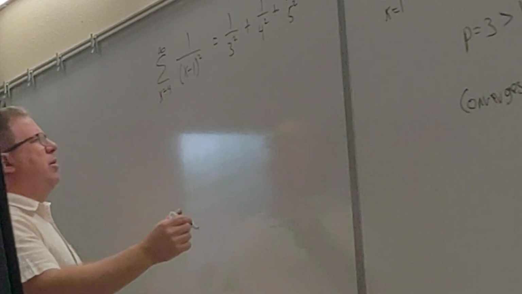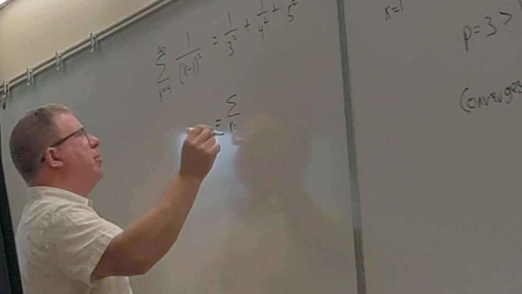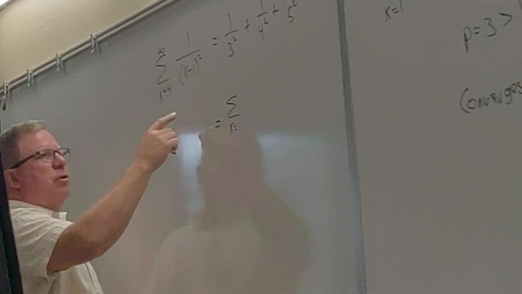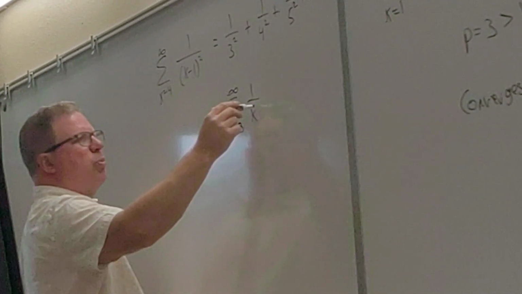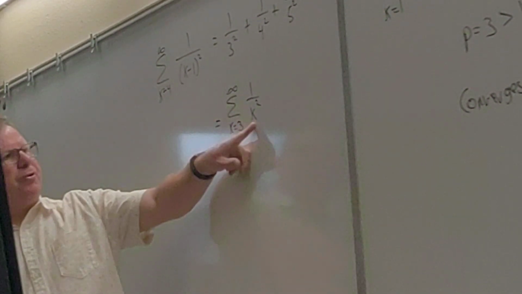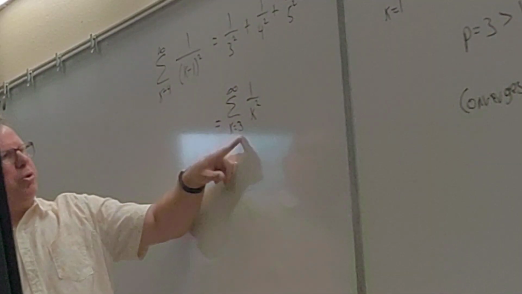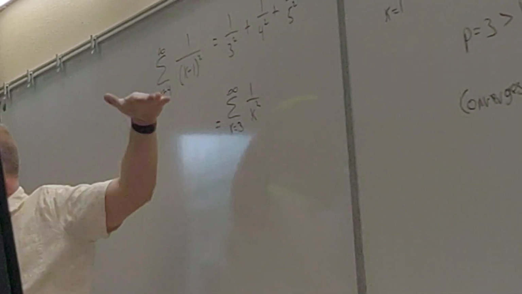So could we then just write this as the sum, rather than starting at 4, could we start it at 3 and write it as 1 over k squared? Would that be the same thing? Yeah? It would be, right? If you put in 3 for k, we get this. Put in 4 for k, we get that. 5, and so on. Those are the same.